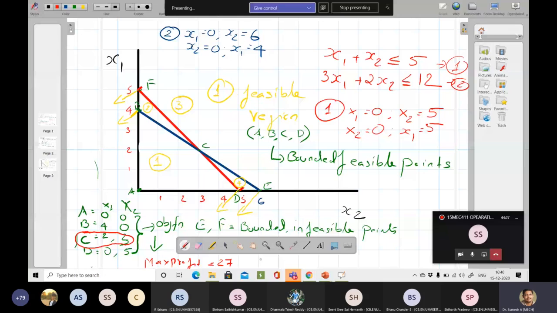Is the methodology clear? Yes, sir. So what I want you to do is take a graph sheet and try to plot this on the graph sheet, and bring it to tomorrow's class.